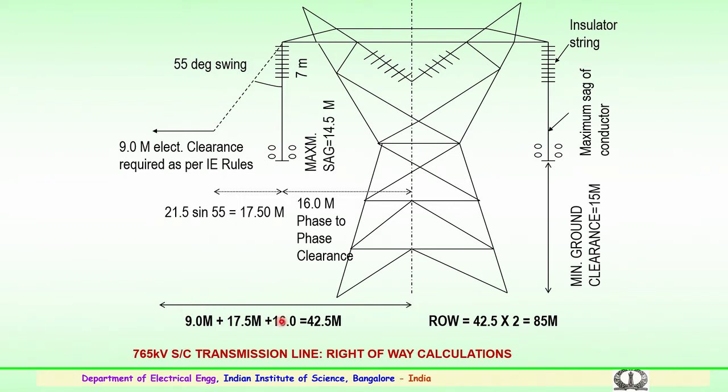So, when you calculate the right of way, this has to be equivalent on either side. So, total distance 42.5 into 2 is 85 meter minimum clearance, or the minimum right of way required for a 765 kV transmission tower. So, this is how the right of way is estimated for a typical 765 SC, that is a single circuit transmission line. So, the right of way is estimated to be 85 meters for a 765 kV line.